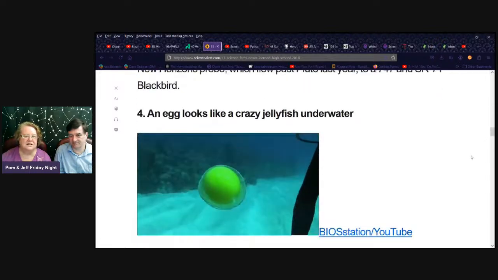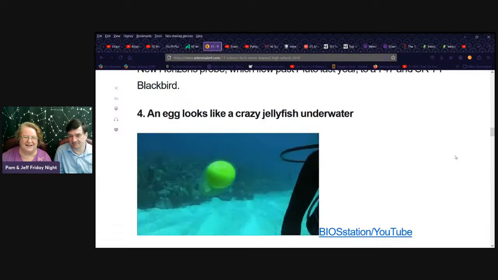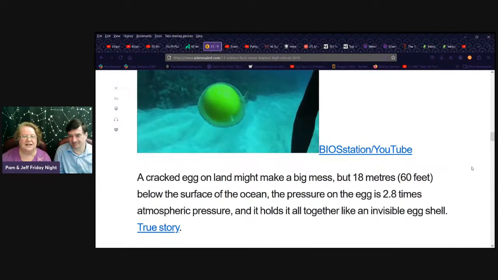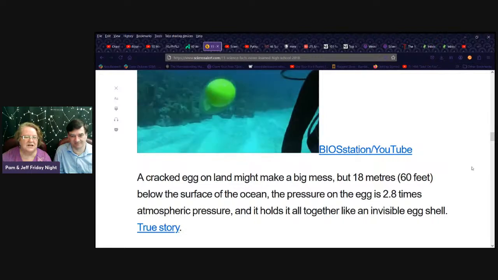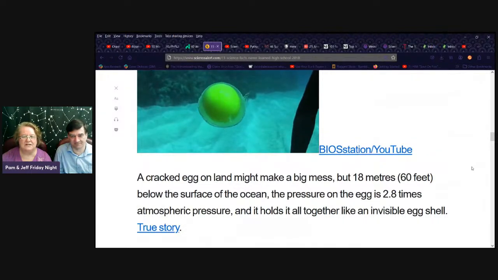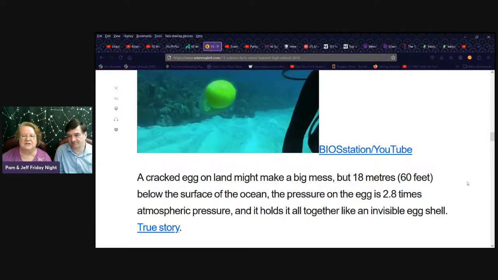Cool. This is kind of fun: an egg looks like a crazy jellyfish underwater. A cracked egg on land might make a mess, but at 18 meters or 60 feet below the surface of the ocean, the pressure on the egg is 2.8 times the atmospheric pressure, and it holds it all together like an invisible eggshell.